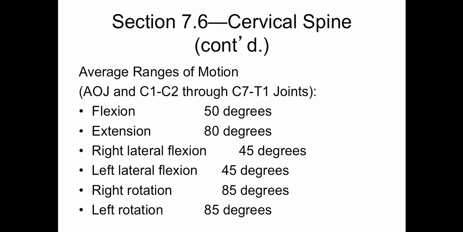Finally, the ranges of motion listed here are the average ranges of motion for the entire cervicocranial region, the neck and the head from an anatomic position. The numbers listed in this table include information for the head at the atlanto-occipital joint and the joints of the entire cervical spine, C1 to C2 through C7-T1.